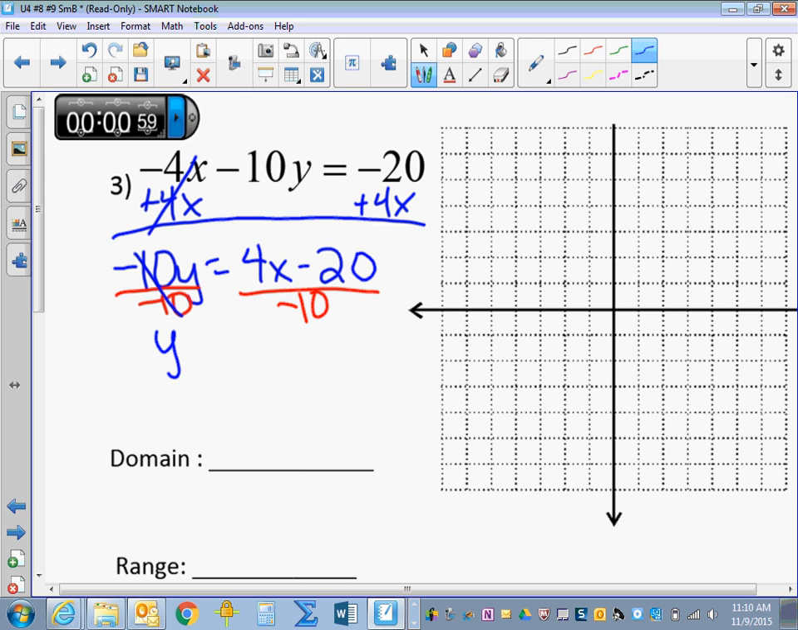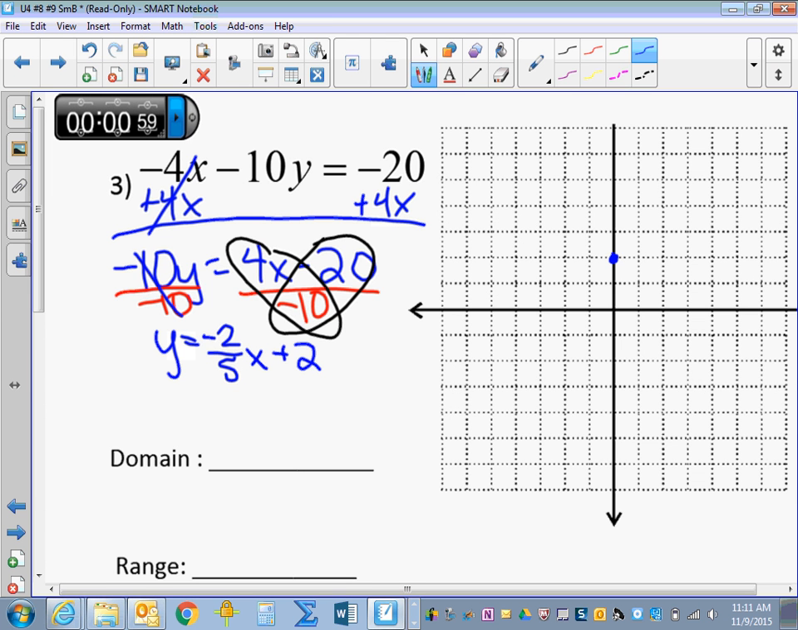Alright, so I have y equals... 4 divided by negative 10 reduces down to negative 2/5 x. And negative 20 divided by negative 10 gives me a positive 2. Raise your hand if you got to this point. Very good. Alright, so my y-intercept is positive 2, and my slope is negative 2/5.